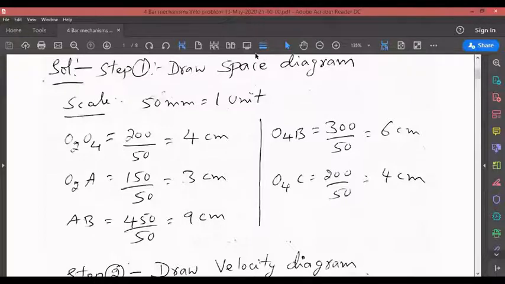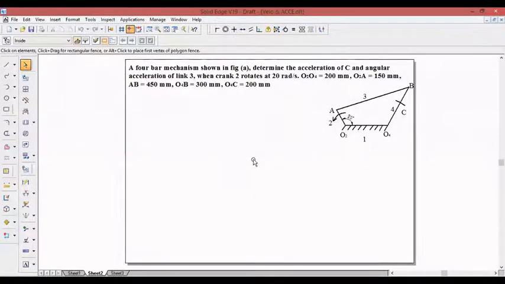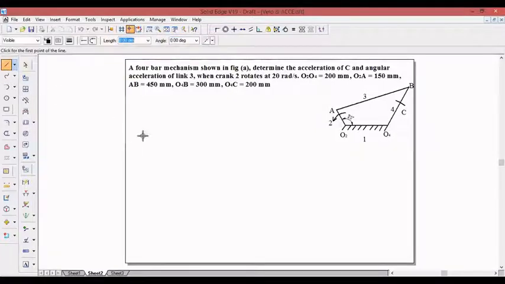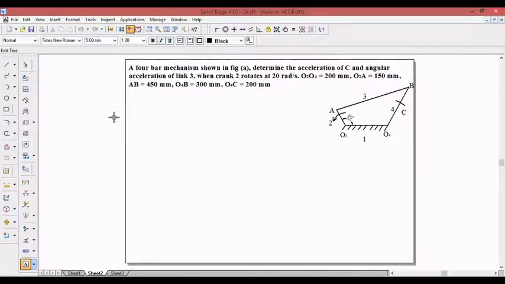Let us draw the configuration diagram using Solid Edge software, but I suggest students kindly draw the velocity diagram, acceleration diagram, and space diagram on book using geometrical instruments. Now, to draw the space diagram, O2O4 is 200 millimeter. If you convert it to scale, I type scale here first as a solution part.